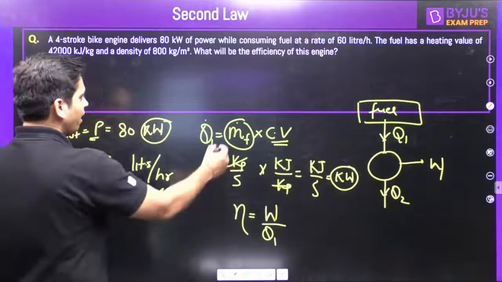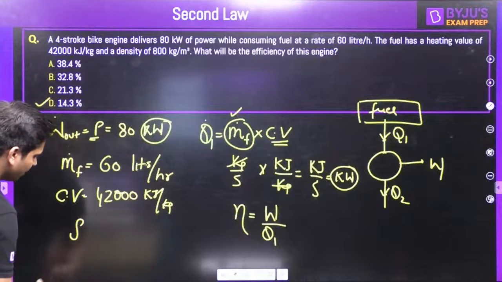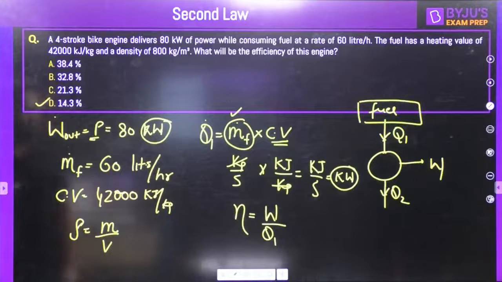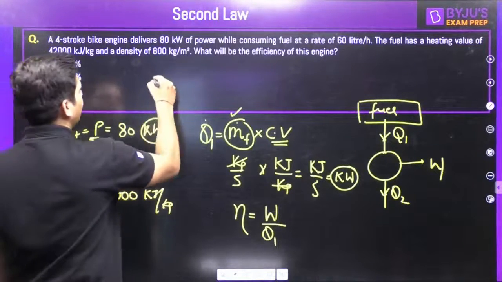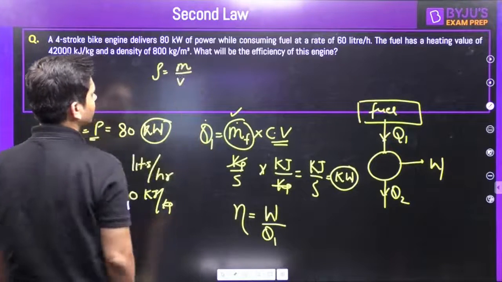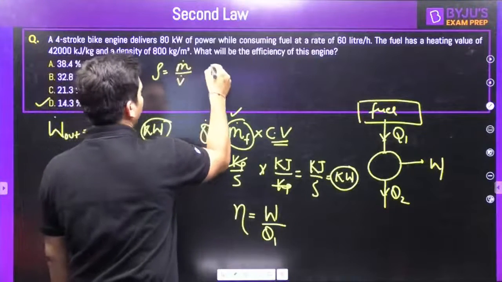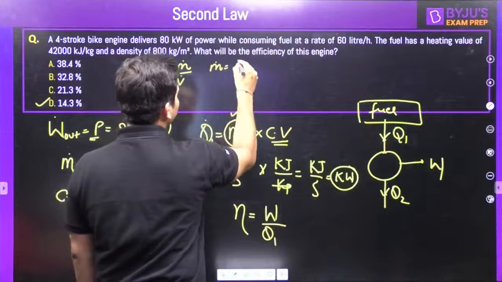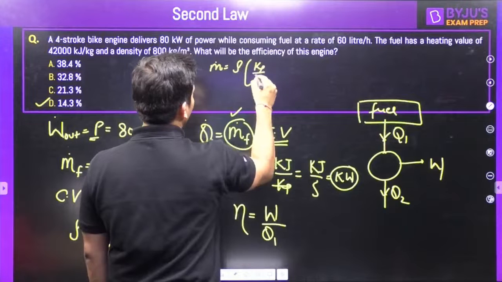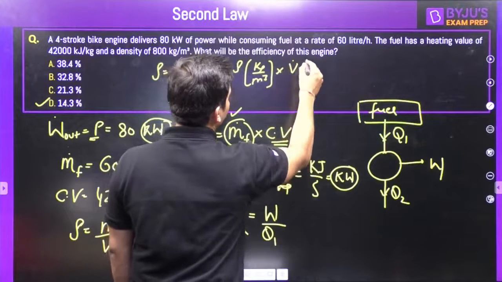So how do I calculate this mass flow rate? Basically, density is equal to mass flow rate by volume. Mass flow rate is equal to density, which is in kg per meter cube, into volume flow rate in meter cube per second.